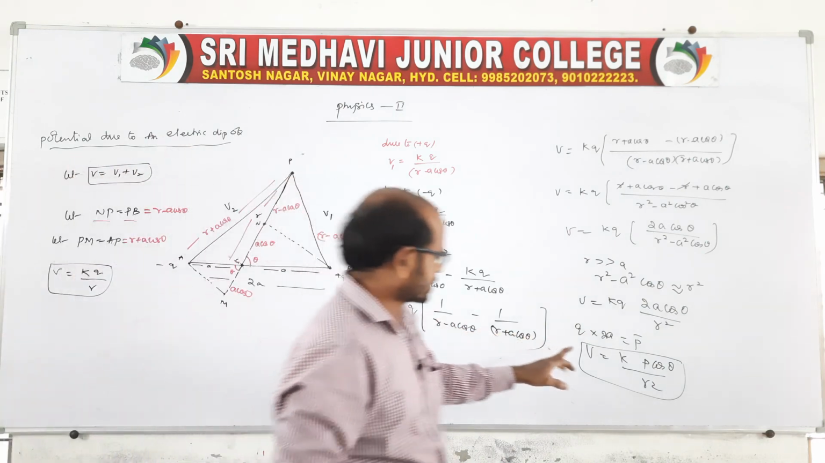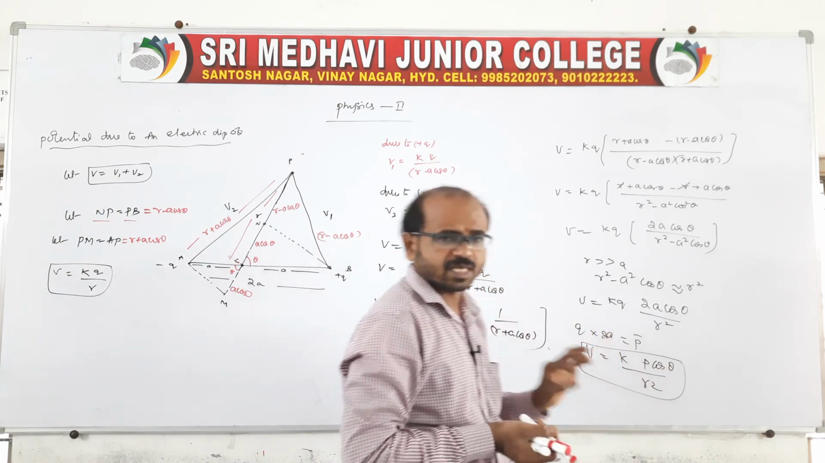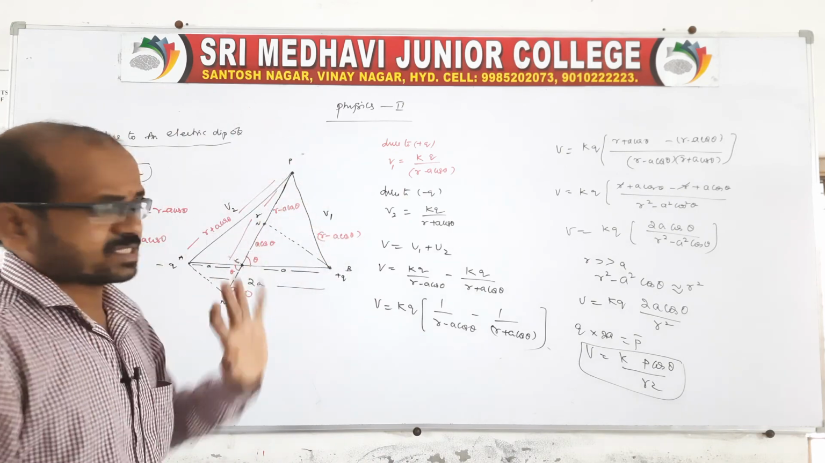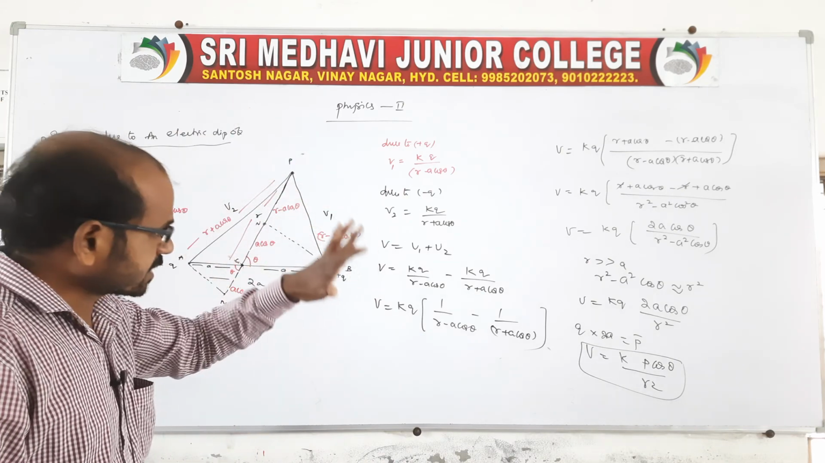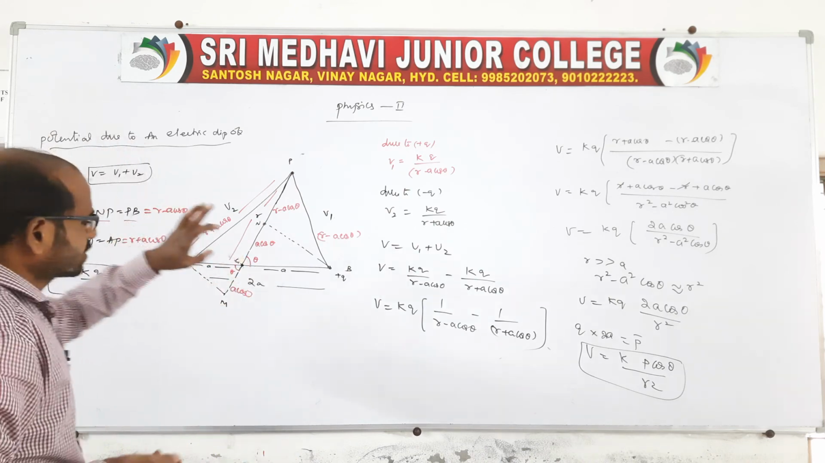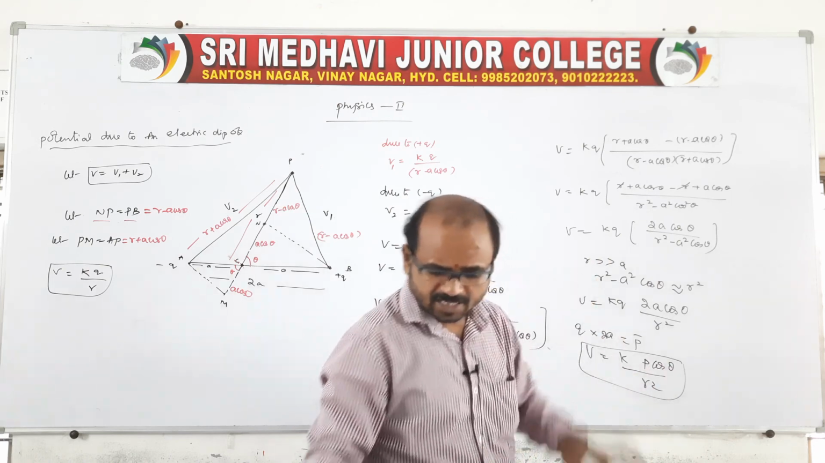Potential due to an electric dipole: V is equal to K p cos theta by r square. So this is the relation related to the electric dipole at any point. Of course, K we know, that is 1 by 4 pi epsilon naught, p cos theta by r square. Once again I will explain it to you.